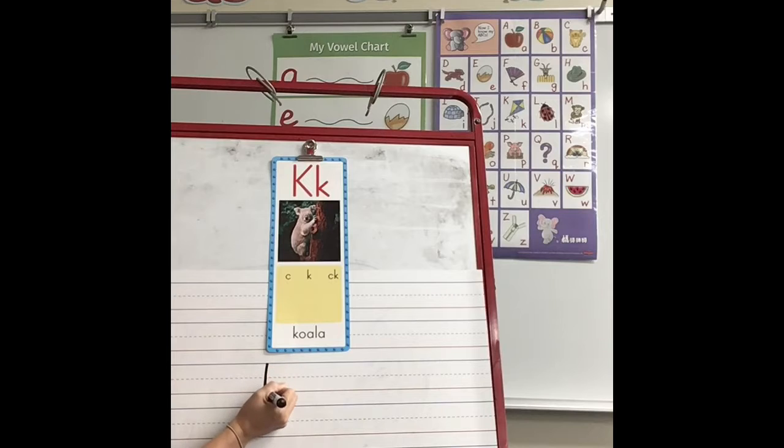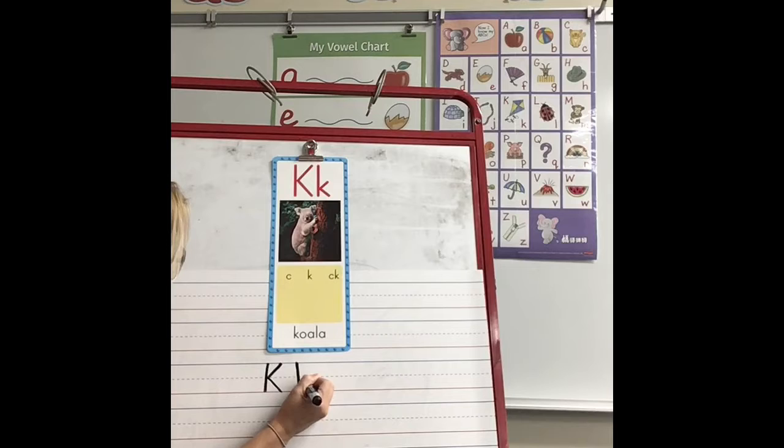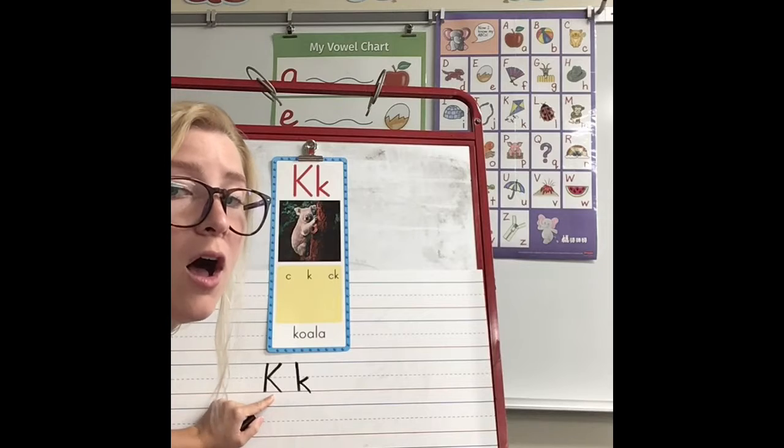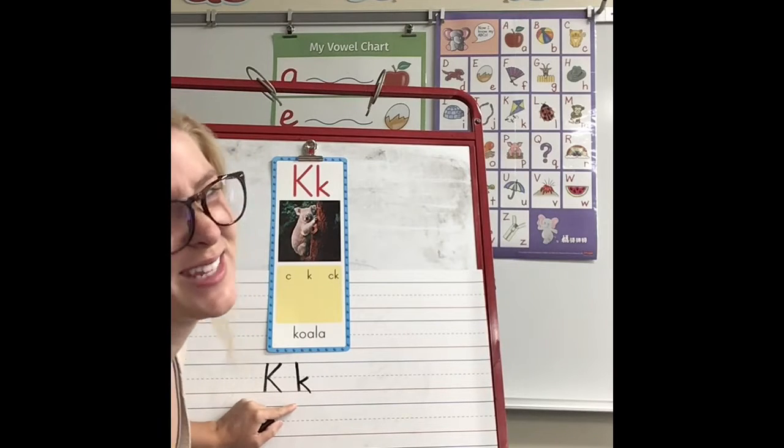Uppercase K goes down, and then in and out. Uppercase K. Lowercase k goes down, and then from the dotted line I go in and out. They look a lot alike, but all of uppercase K's lines touch the top line. Only one of lowercase k's lines touch the top line. Remember, uppercase letters are always tall. Lowercase letters are sometimes tall.